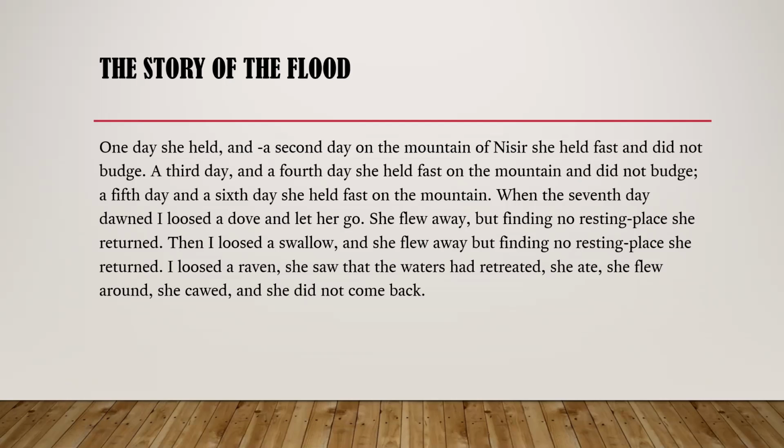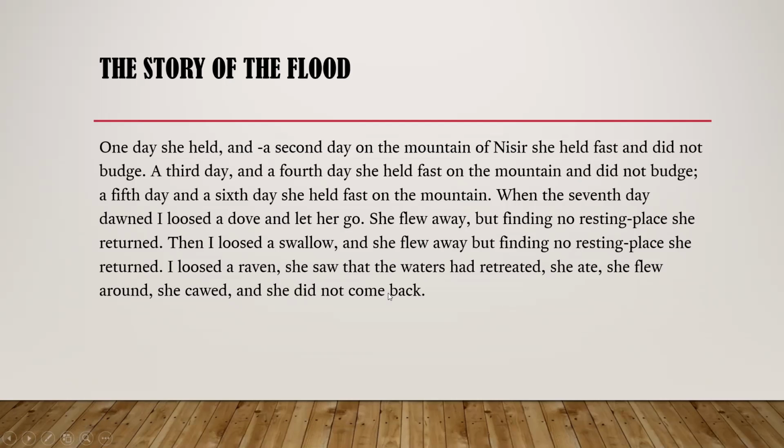So he is waiting for the land to become dry. And when the seventh day dawned, I loosed a dove and let her go. She flew away, but finding no resting place, she returned. Then I loosed a swallow, and she flew away, but finding no resting place, she returned. I loosed a raven. She saw that the waters had retreated. She ate, she flew around, she caught, and she did not come back.